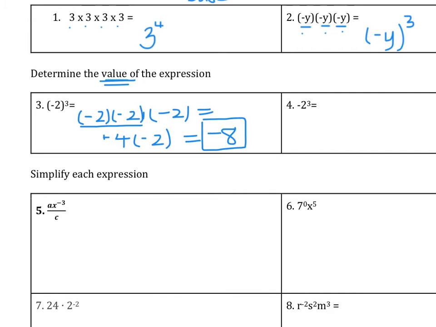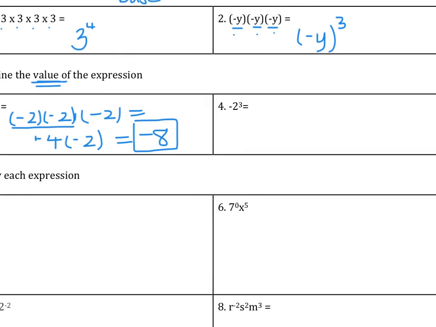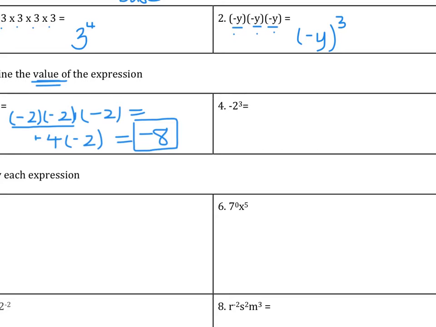Now that's a little different than question number 4. Question number 4, the negative is not inside the parentheses. So that means negative, and then we need 2 three times, because that exponent tells us we need it 3 times. So negative 2 times 2 is negative 4, and negative 4 times 2 is negative 8. We end up with the same answer, it's just done a little bit differently.